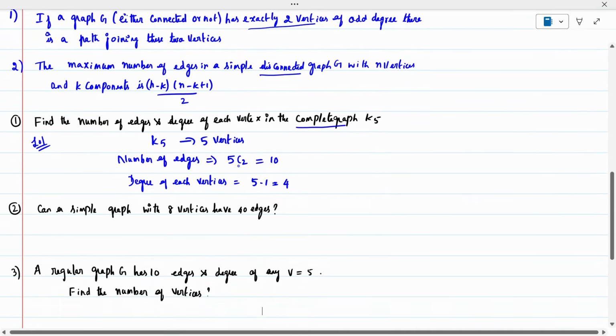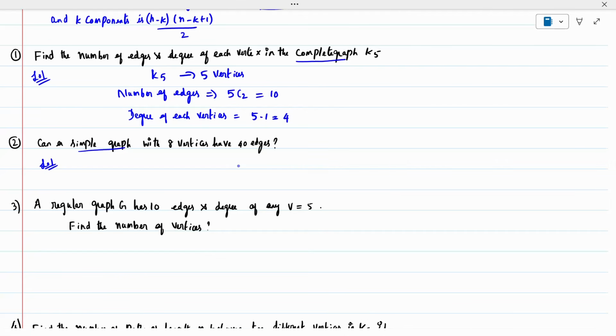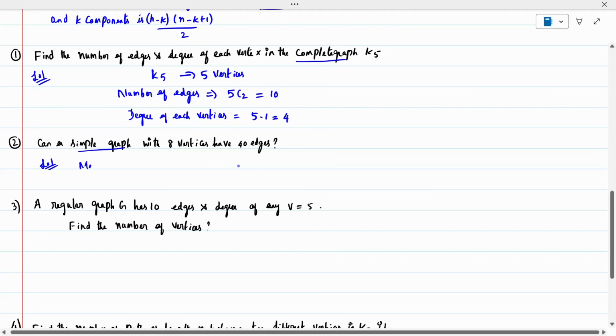The second question: can a simple graph with 8 vertices have 40 edges? We have to check whether 40 is possible as the maximum number of edges for a simple graph. The formula is NC2 for a simple graph. First write it, then check it. What is the formula for the maximum number of edges in a simple graph?